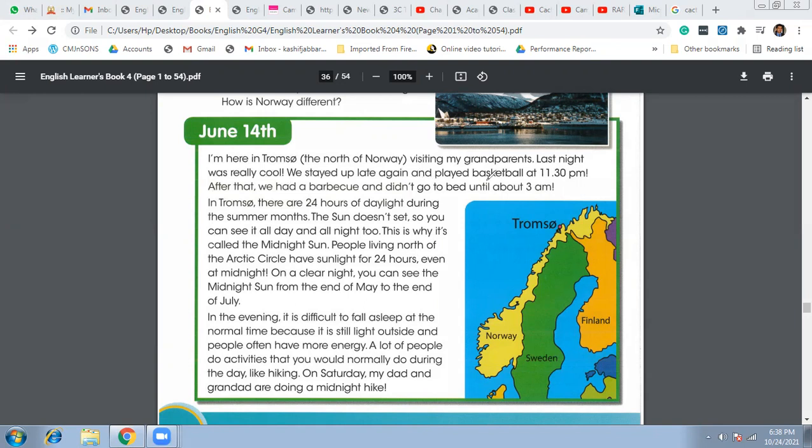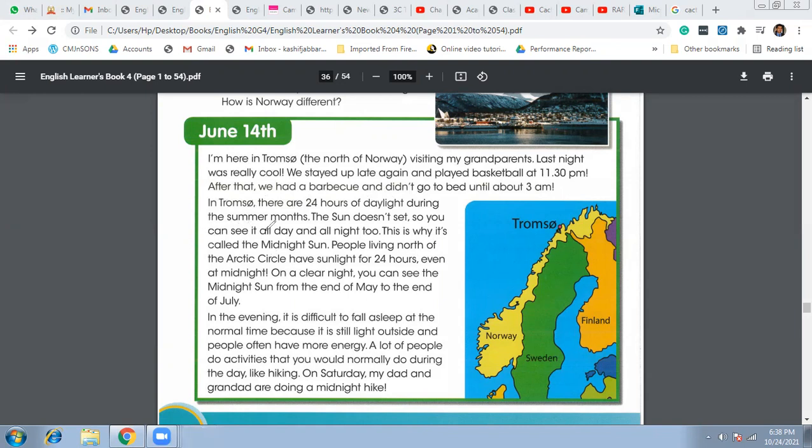So look, they are playing basketball at 11:30 p.m., right? Which is night time here in our country. But the situation is quite different in Tromsø, right? So after that, we had a barbecue and didn't go to bed until 3 a.m. In Tromsø, there are 24 hours of daylight during the summer months.